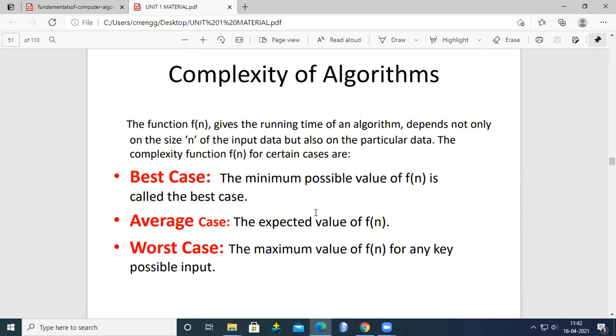Suppose, what is a best case? The minimum possible value of f of n is the best case. What is average case? The expected value of f of n. What is worst case? The maximum value of f of n for any possible input.